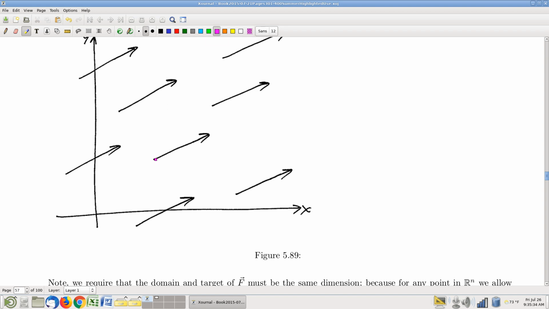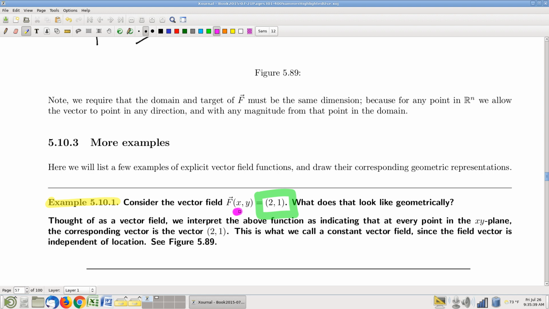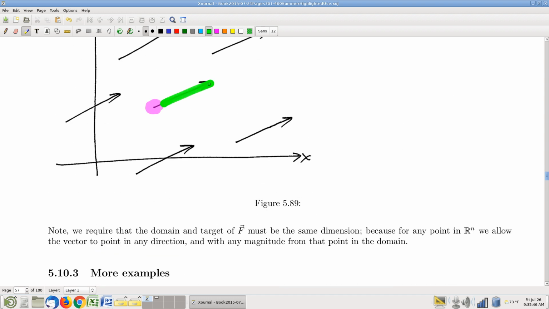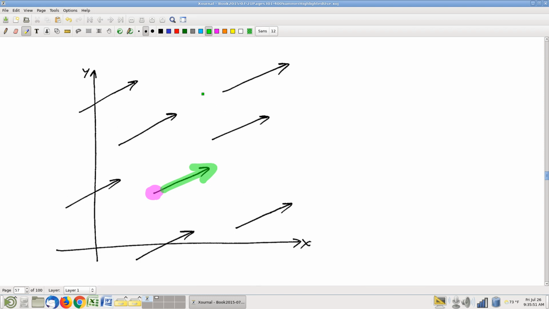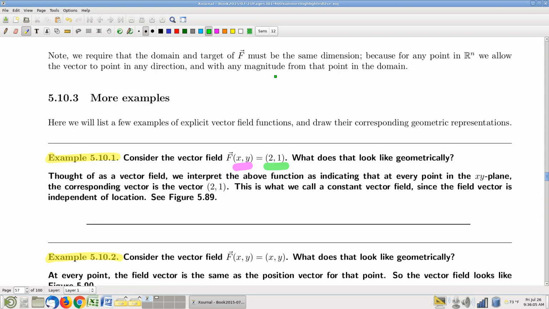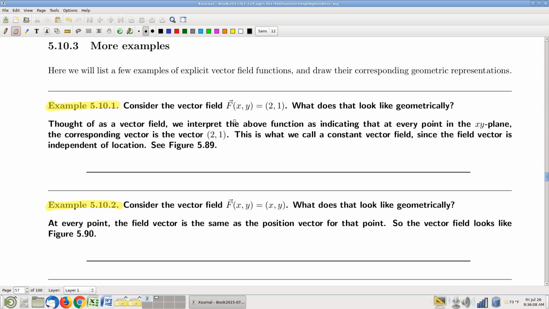At any point x, y, we associate the field vector 2, 1. So at that point, I'm going to draw the arrow representing the vector 2, 1. And likewise for every other point. Again, this is a constant vector field, and so that's convenient. At every point, you just draw this same associated field vector. Okay. All right. Here's another one.